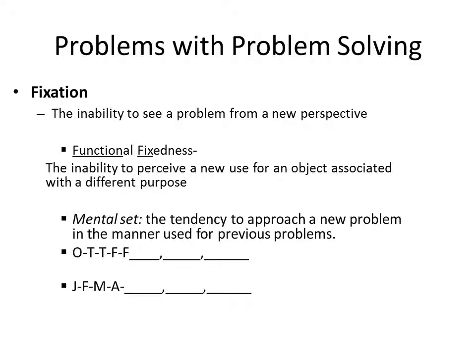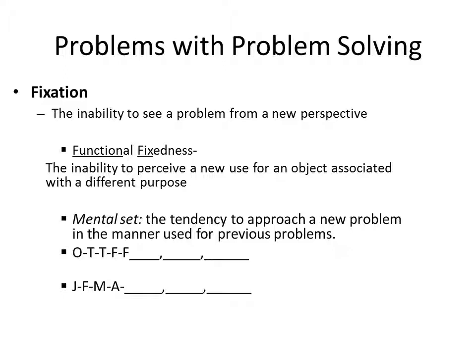Another one that you could have is a fixation. There are two different types of fixations here. You could have functional fixedness, or the mental set could also impact a fixation. A fixation is the inability to see a problem from a new perspective. You have that idea that your answer is correct, you have your confirmation bias, and now you have a fixation with it.